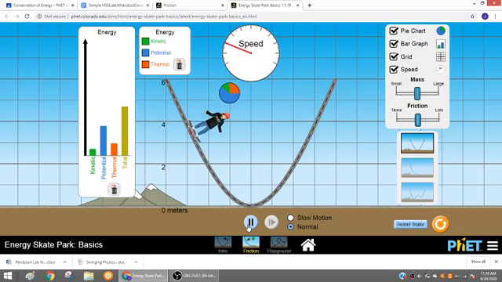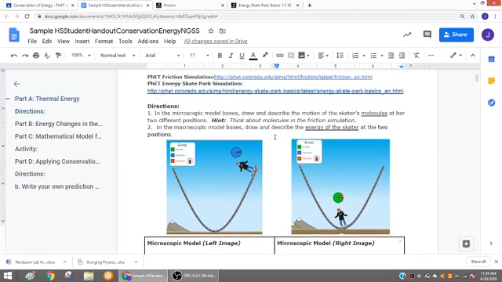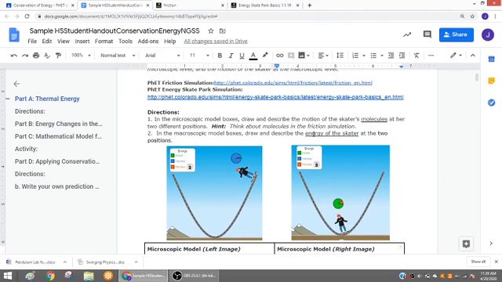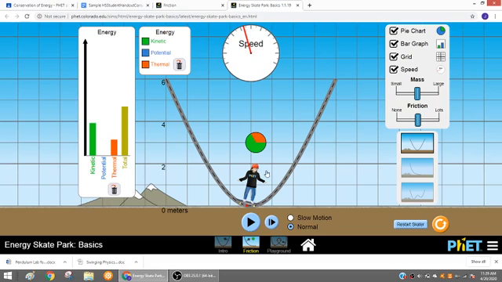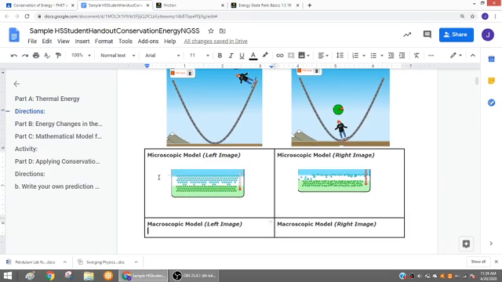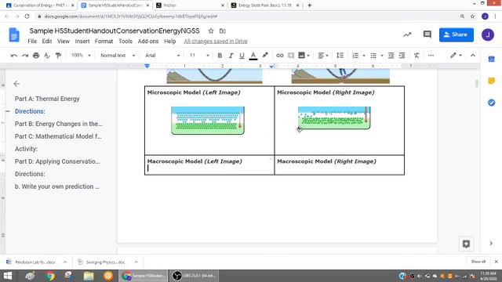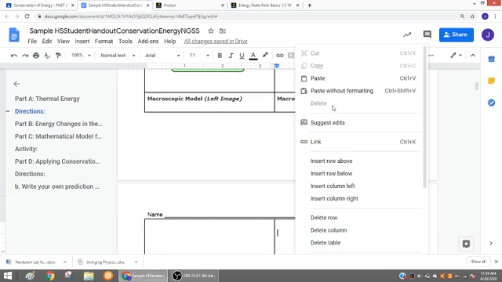We're going to pause at the bottom. So, and now we have what the handout asked us for right here. In the macroscopic model boxes, draw and describe the energy of the skater at the two positions. So here's the bottom position. Here are the energies. So let's just screenshot that and crop down our box right there. So I'm going to paste that. Well, let's make sure I'm pasting in the right one. Oh, here's the right one. So we have, in our simulation here, we just took a picture of where the skater is at the bottom. And we have the bars that we can paste in here. So let's do that.